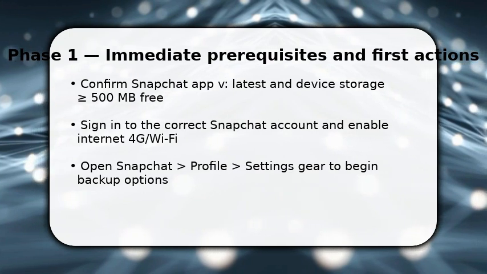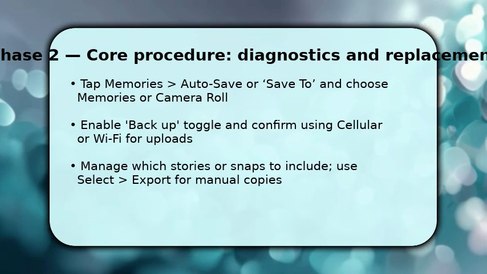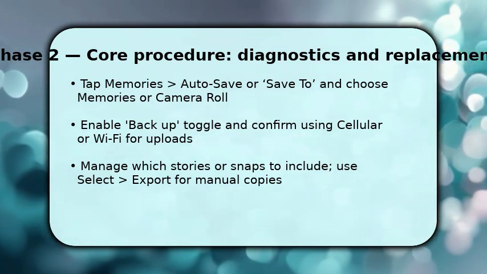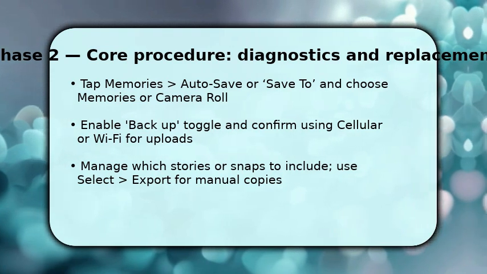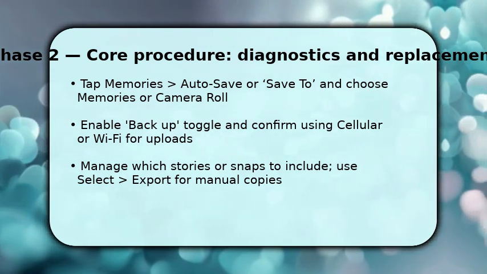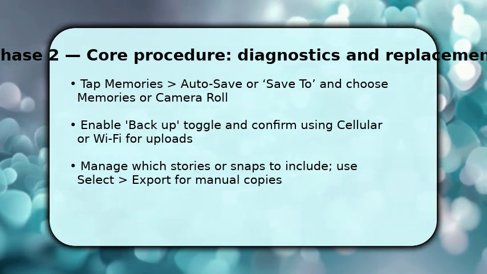You now configure memories. Tap Memories, then Save To, and select whether snaps save to memories only, camera roll, or both. Choose based on storage and privacy. Once selected, enable backup to start cloud syncing. Make sure you permit uploads over Wi-Fi or cellular, depending on your data plan.